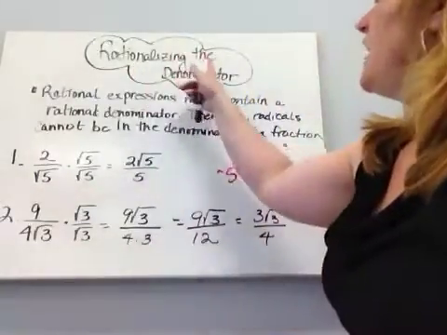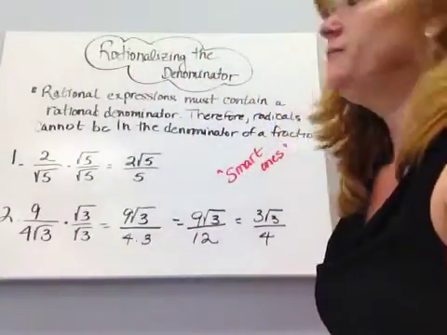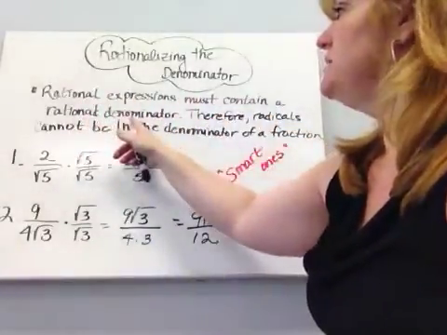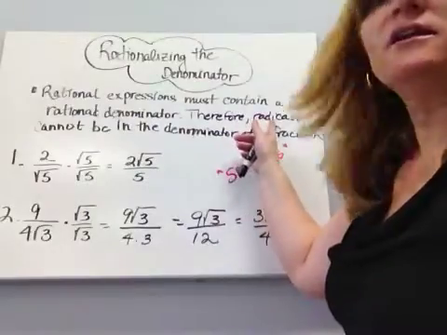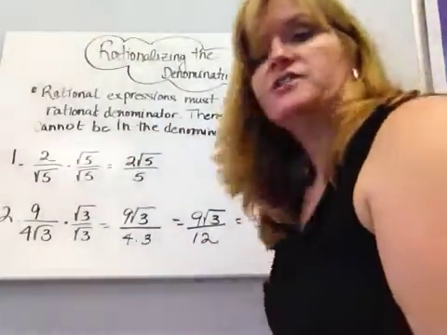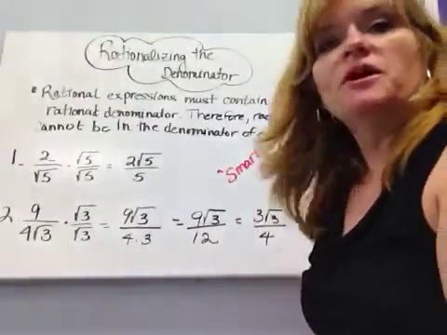We're going to be rationalizing the denominator of a fraction. Rational expressions must contain a rational denominator. Therefore, radicals, because they're irrational, cannot be a denominator of a fraction. So let's do a couple examples.